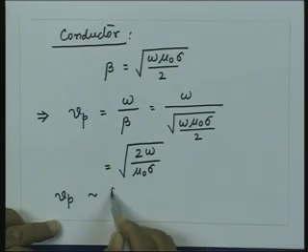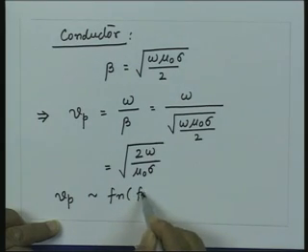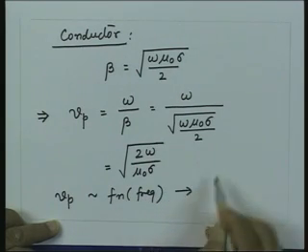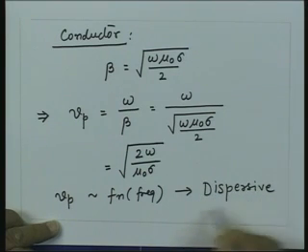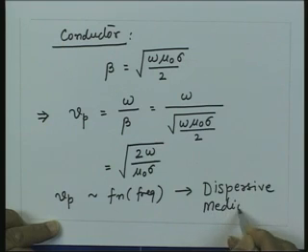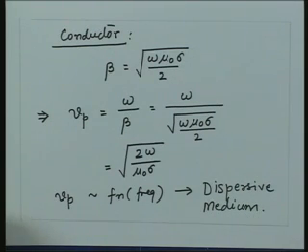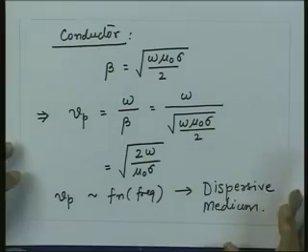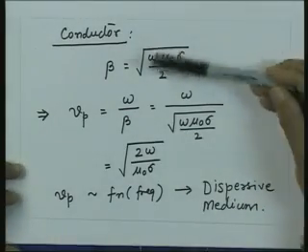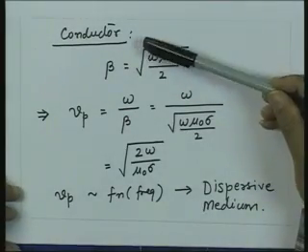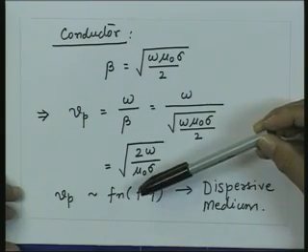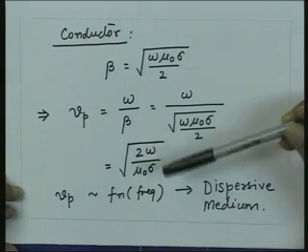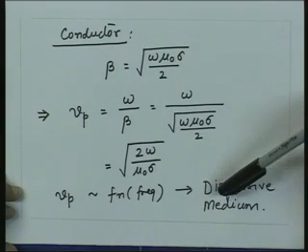So, when Vp is a function of frequency, we call this medium a dispersive medium. What we find is that for a medium which is a conductor, the velocity becomes a function of frequency. That means all frequencies do not travel with the same speed, and because of that we have dispersion in the medium.